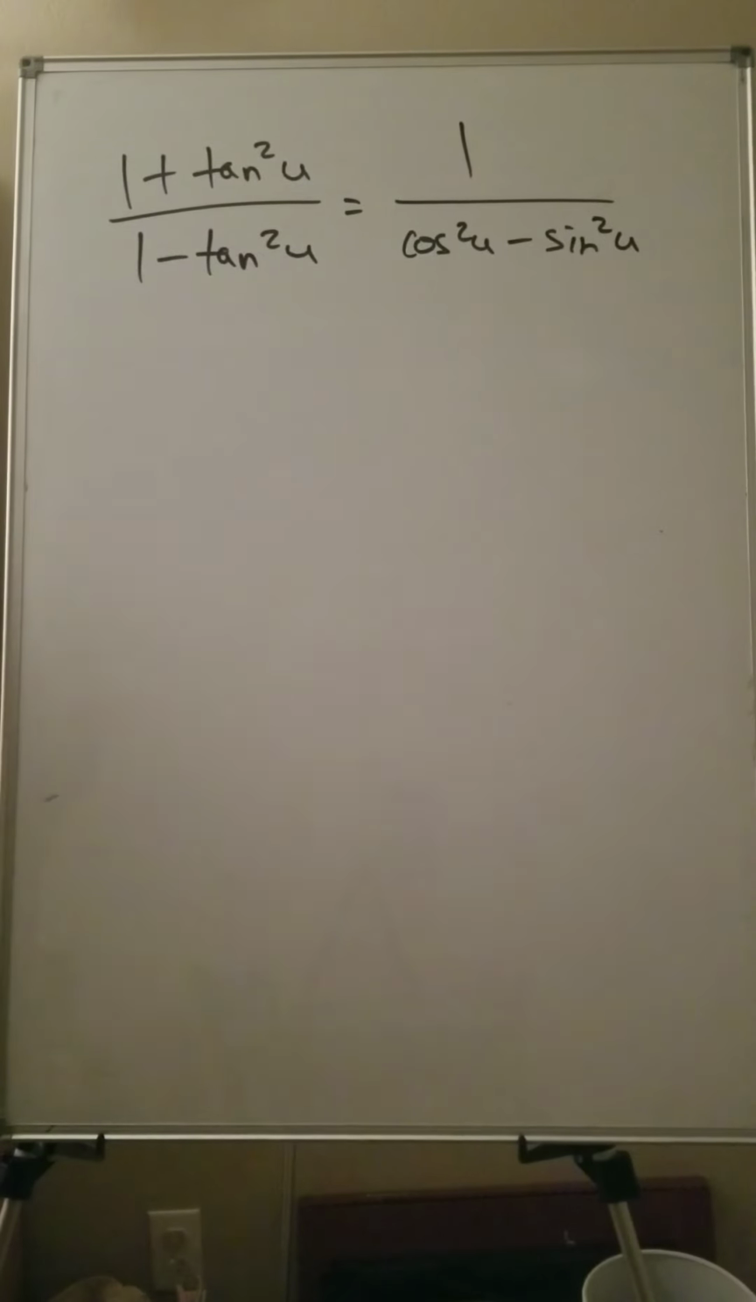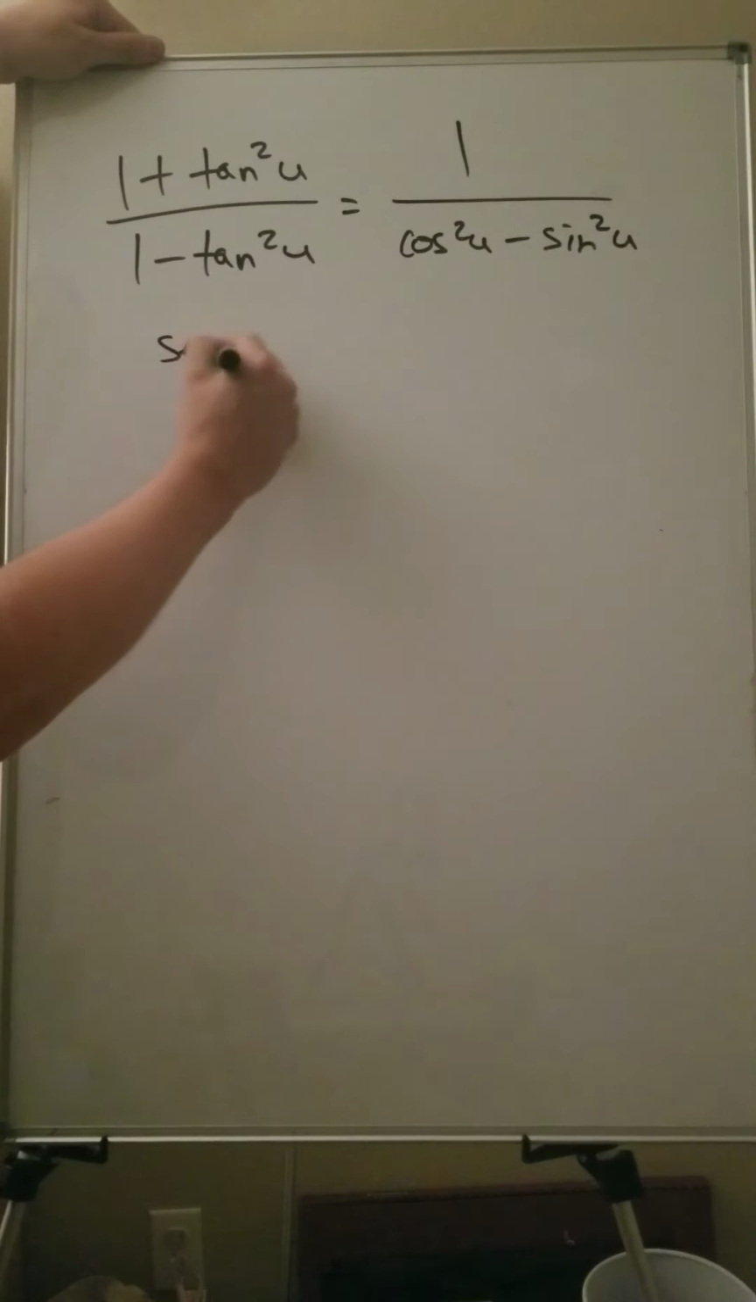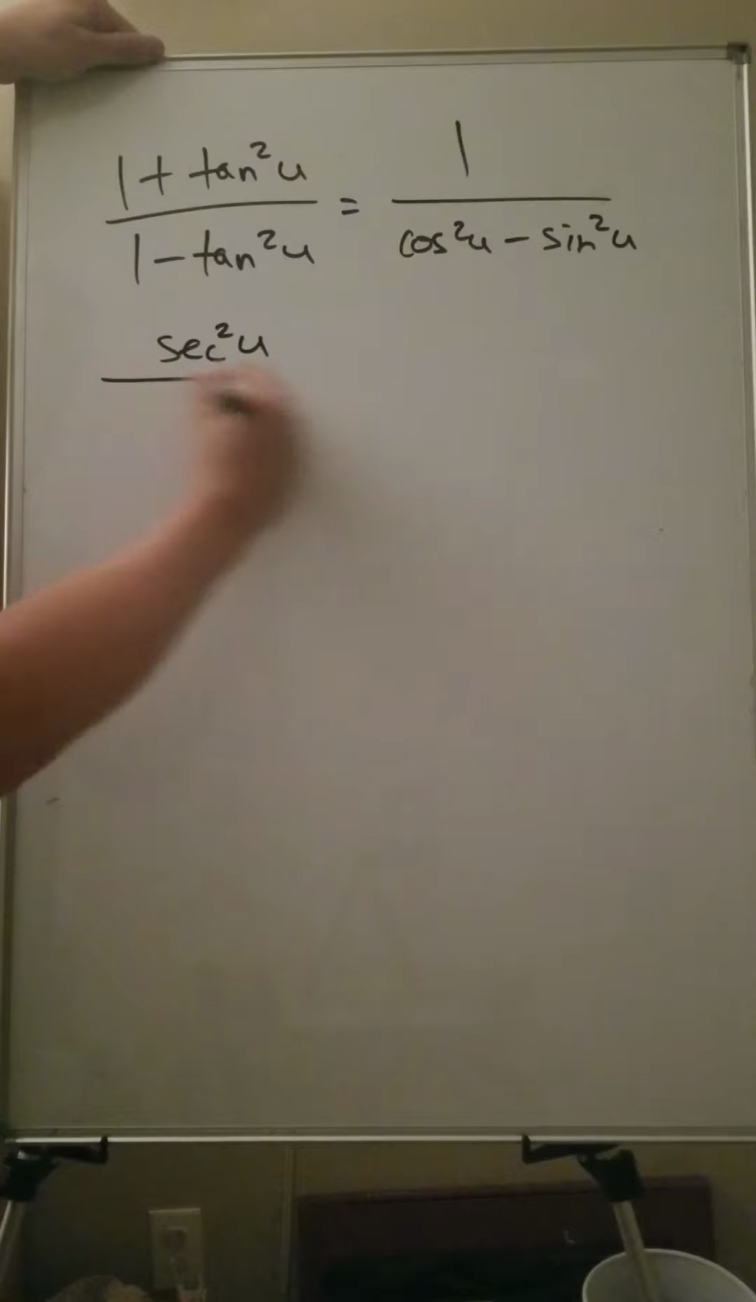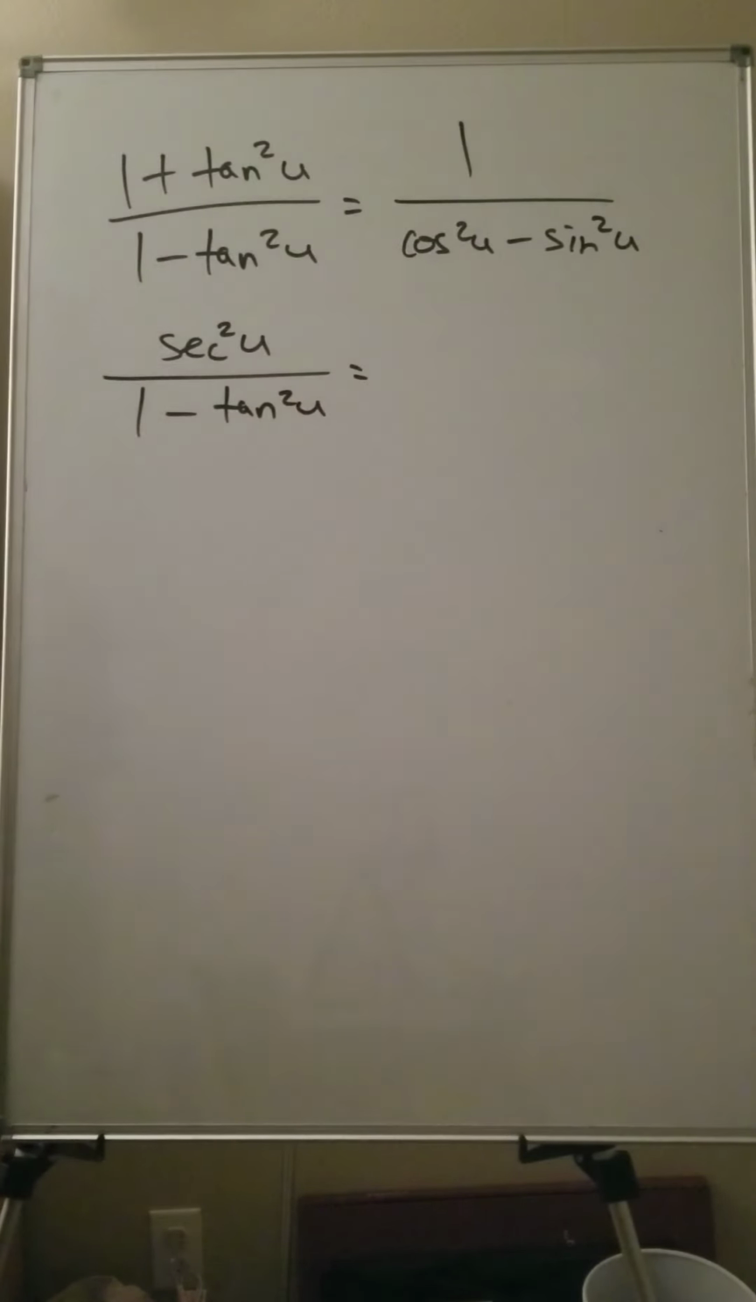Okay, so on the left-hand side, if I'm looking at this fraction, I have a 1 plus tangent squared, and I actually do know what that is. 1 plus tangent squared, that's one of our Pythagorean identities. That's really equal to secant squared u. In the denominator, I still have 1 minus tangent squared u. Well, now I've used the one identity that I know.